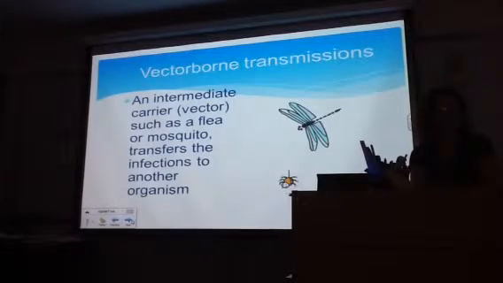Vector-borne transmission involves an intermediate carrier, which is the vector, such as a flea or mosquito. It transfers the infection to the other organism. And mosquitoes, you know, can transfer organisms to deer, to raccoons, to any kind of wildlife out there.